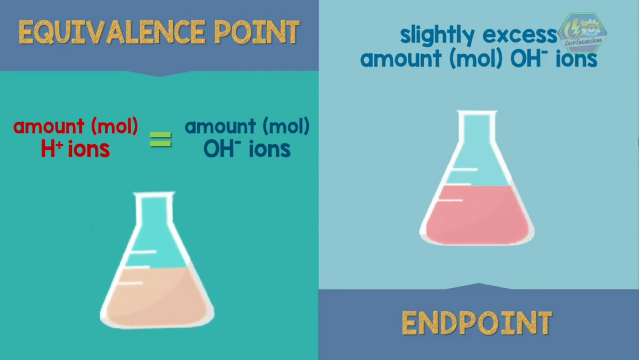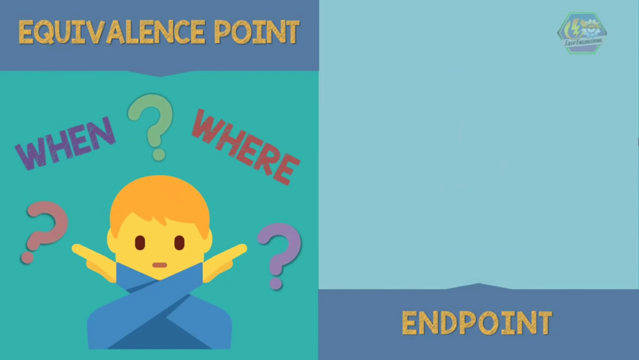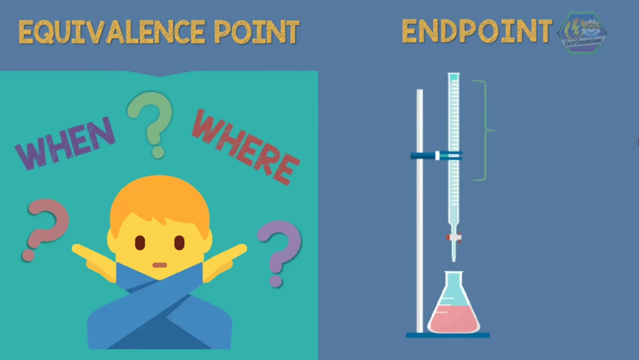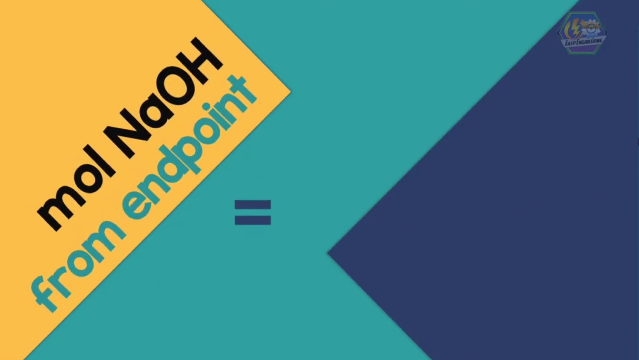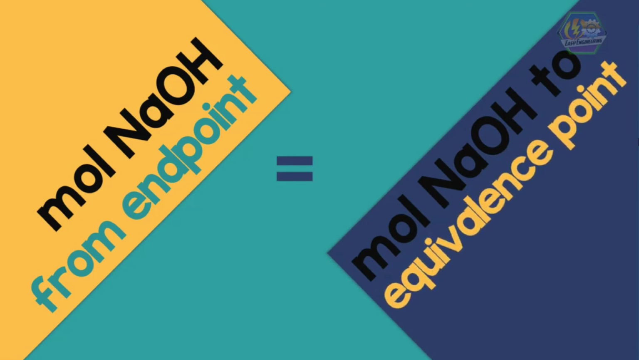You can learn more titration techniques when you have your actual titration. Actually, in reality, we cannot tell when or where the equivalence point is. So we need to reach the endpoint, and the volume of sodium hydroxide used is what we use in our calculation. So here, we assume the amount of moles of sodium hydroxide at the endpoint is equal to the amount of moles of sodium hydroxide at equivalence for us to solve the unknown HCl concentration.